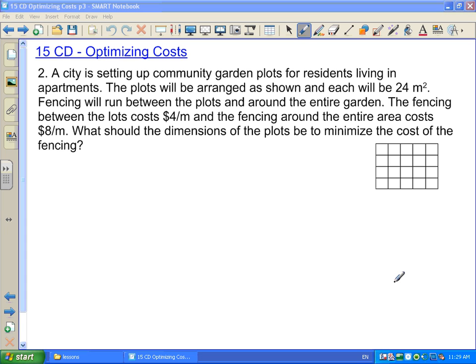This is our second lesson here in Unit 15. We're covering boxes C and D, and we're looking at a specific kind of optimization problem. We're going to be looking at optimizing costs here. So let's just take a look at a couple of examples here.